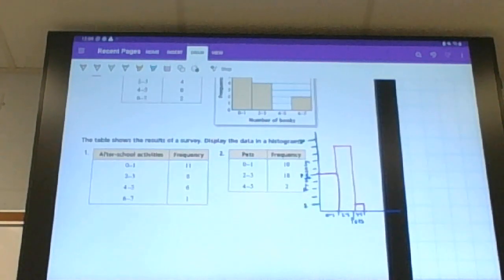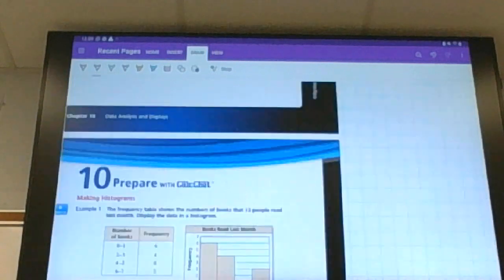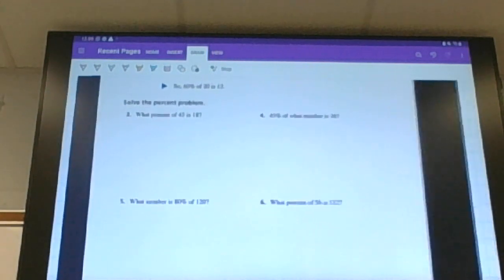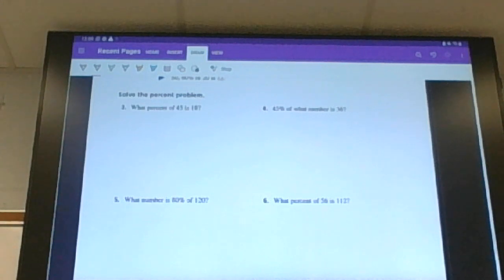Alright, so that's our histogram. No problem. Alright, back to is over of equals percent over 100.